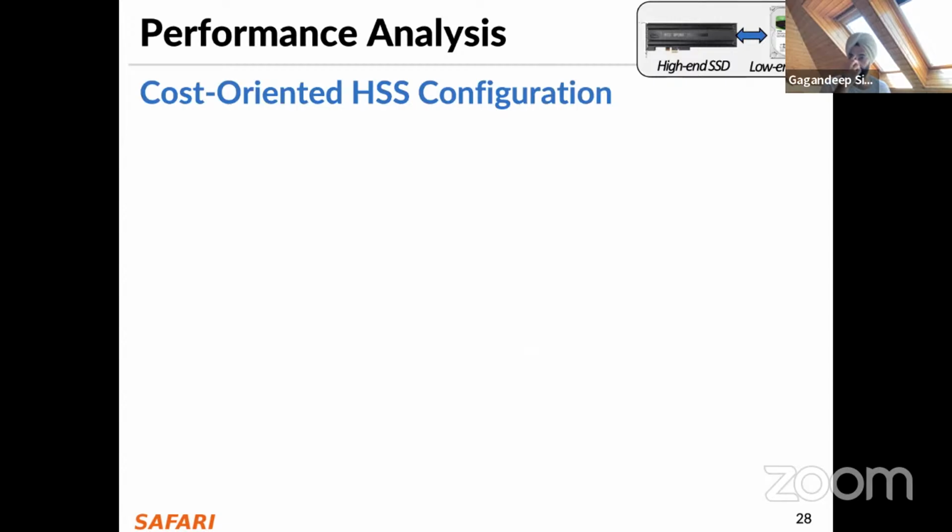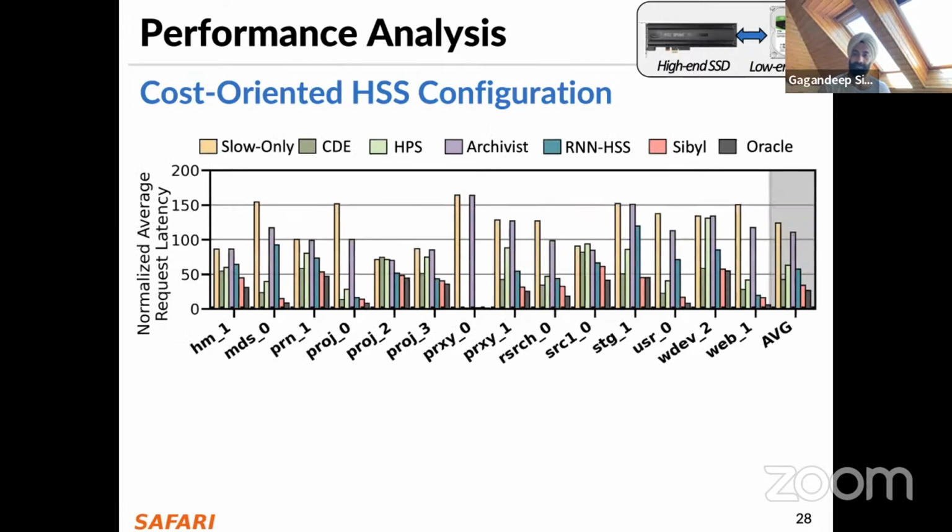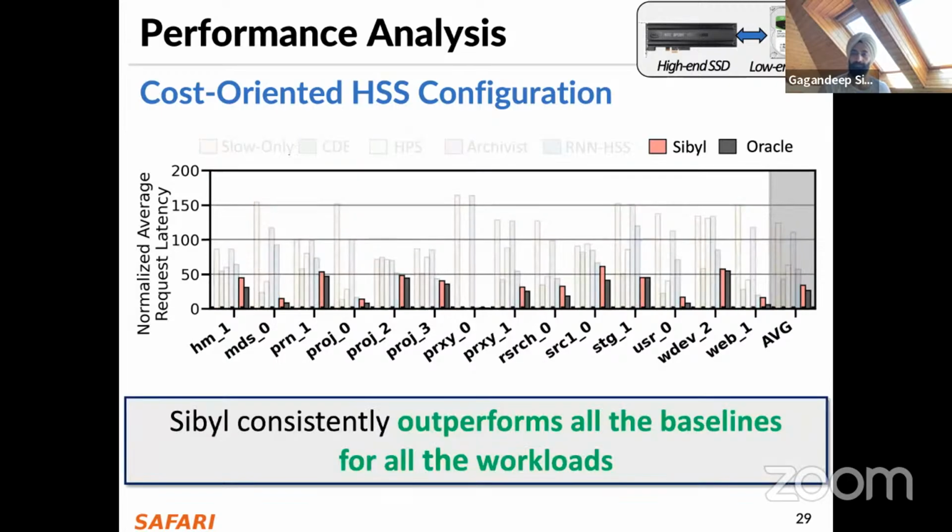First, let's discuss the results on the cost-oriented hybrid storage configuration. Over here, we have the performance results in terms of average request latency for MSR Cambridge workloads, for all the different workloads and all the policies. We observed that Sybil consistently outperforms all the baselines for all the workloads for this specific configuration.